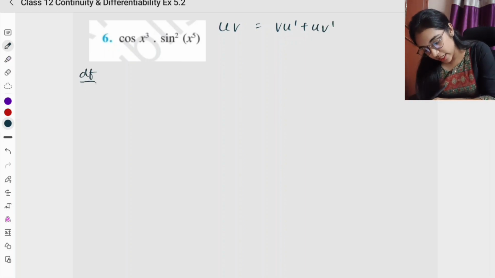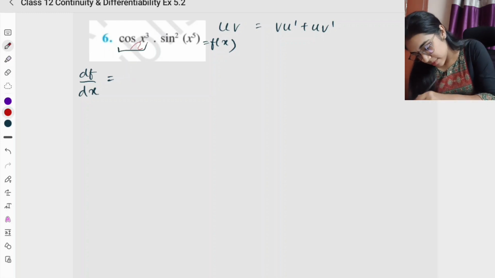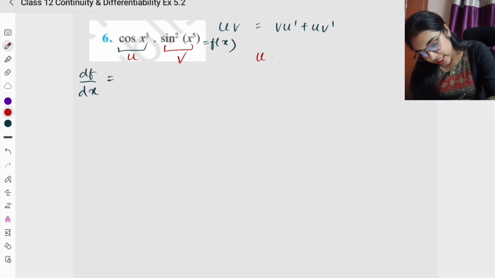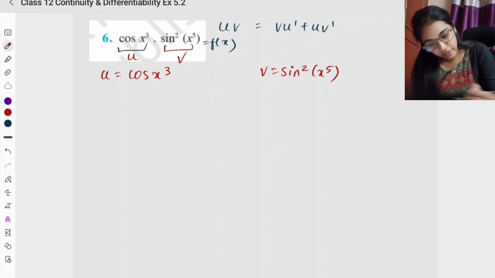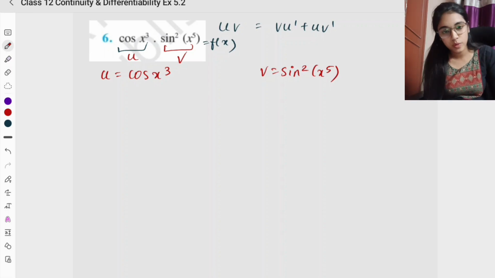So இப்போ இதோட df by dx என்ன? This is my f of x. So I have V, U dash. So this is my U and this is my V. So இப்போ first U, V என்ன எழுதிக்கலாமா? So I have U to be, we'll find the derivative later. We'll do the substitution later. So first I'm going to write U is equal to cos of x cube and V is equal to sin square x to the power 5. In the terms complicated. So first U and V and edikla.